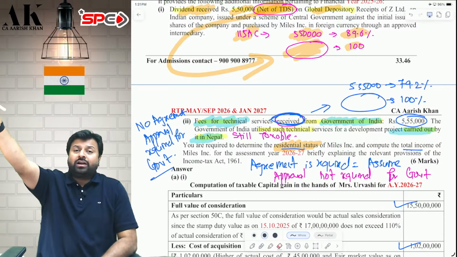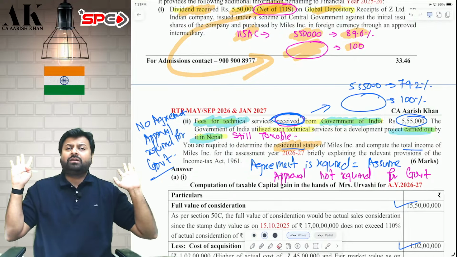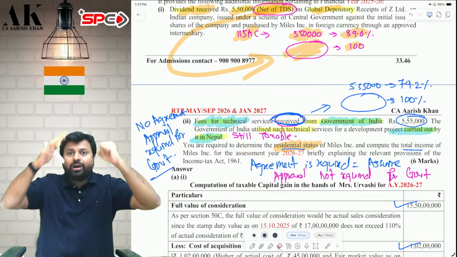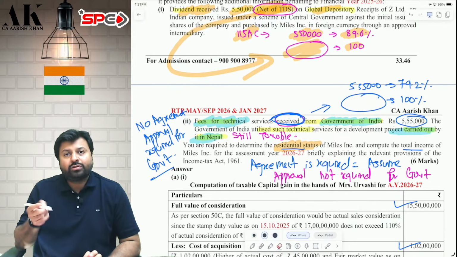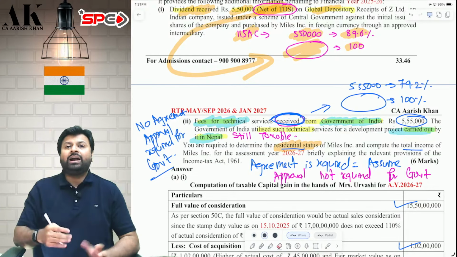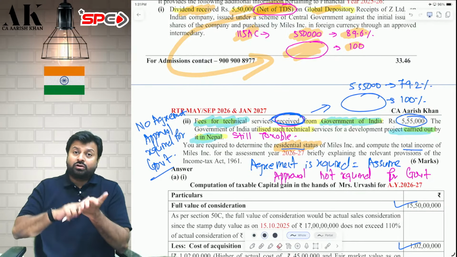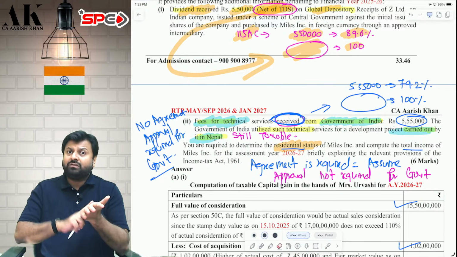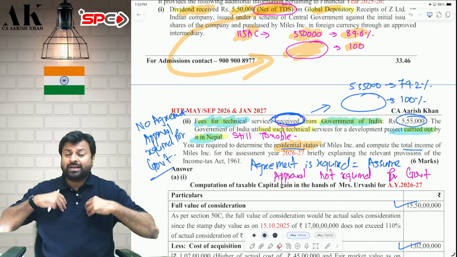Always remember, when a non-resident provides services to a resident, both agreement and approval are required to come under 115A. But when a non-resident provides services to government, only agreement is required. Approval is not required, because government cannot give approval to itself. Therefore, even though approval is not there, you can still come under 115A. Two points to be kept in mind from this question: government can come in 115A without approval, and government can come in 115A even if the services are utilized by government outside India.